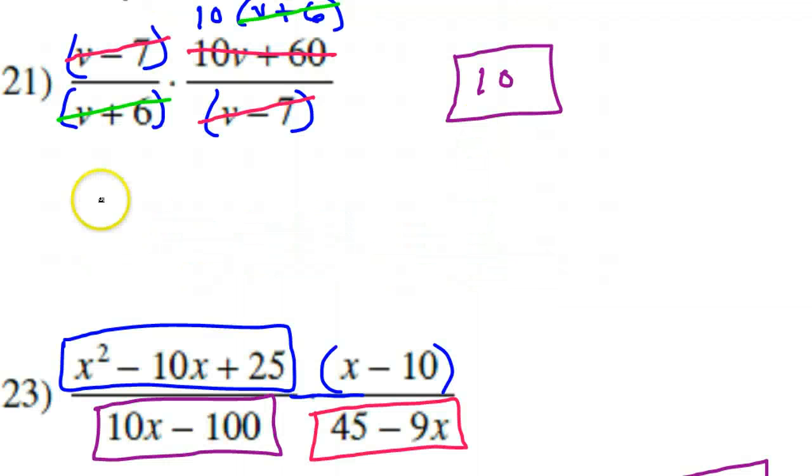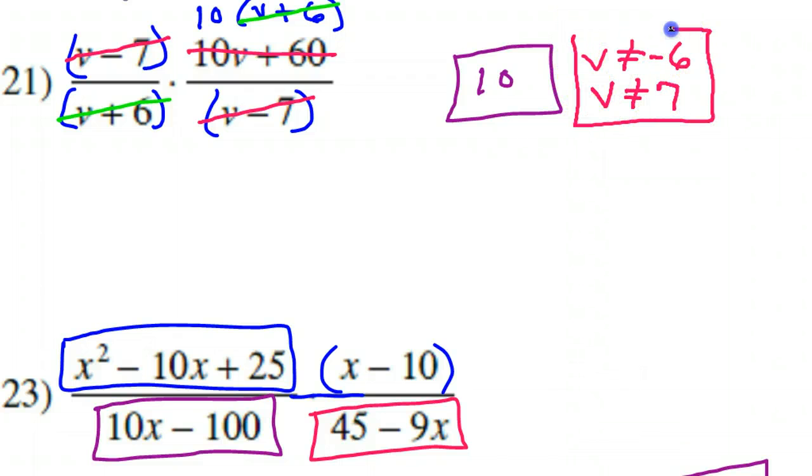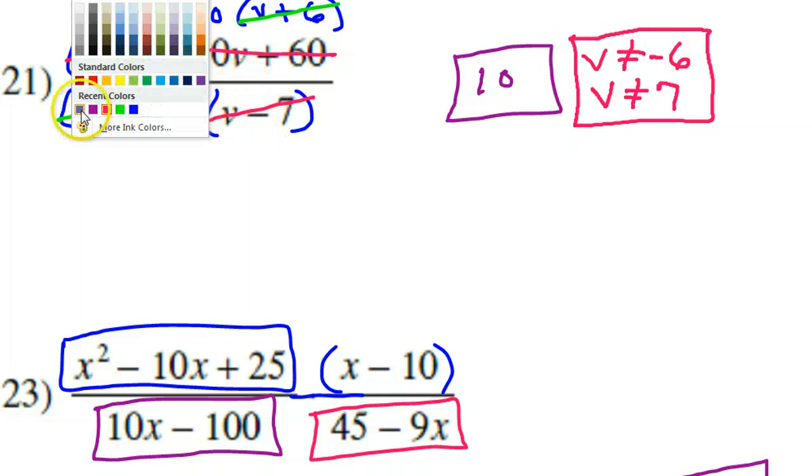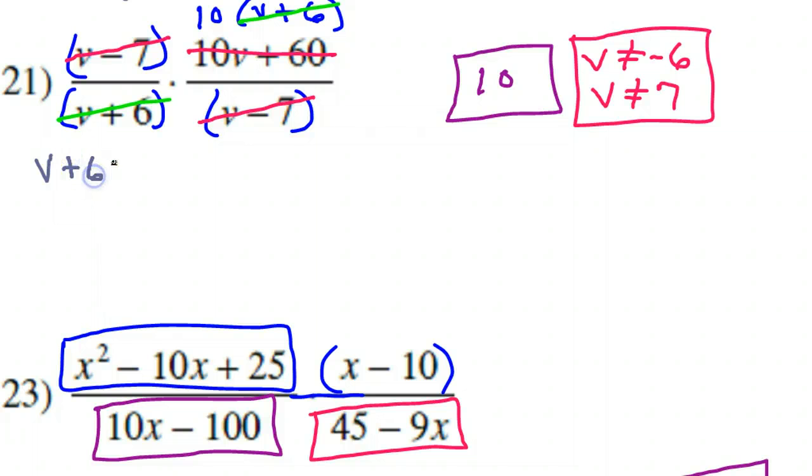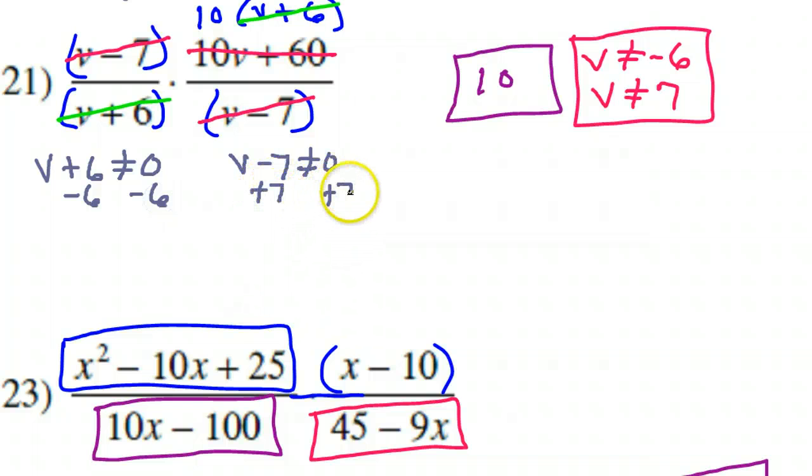Interesting. But wait, we can't forget about those restrictions. By now you could probably do this in your head. You see the v plus 6, that means v cannot equal negative 6, because negative 6 plus 6 would make 0. You see the negative 7, so you can probably see that v cannot equal positive 7. But if things ever get more complicated, you could look at it as v plus 6 cannot equal 0, v minus 7 cannot equal 0, and you're solving. But I encourage you to begin to do that in your head as much as possible.